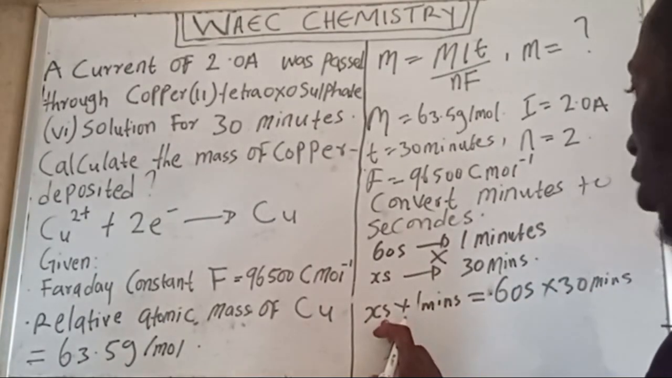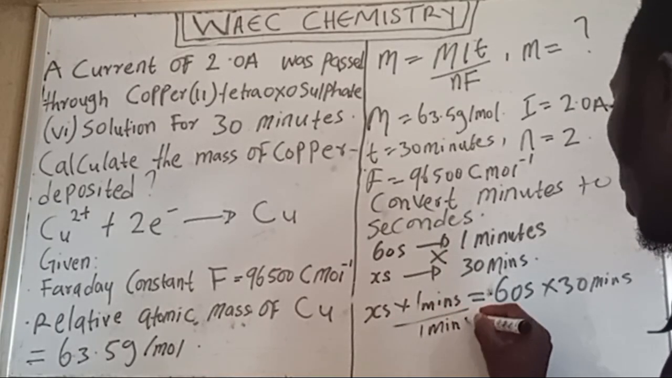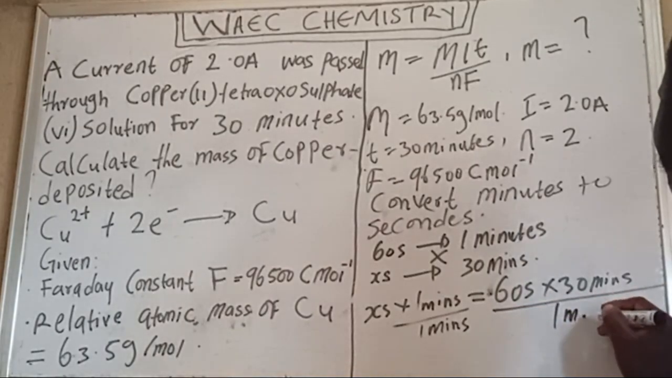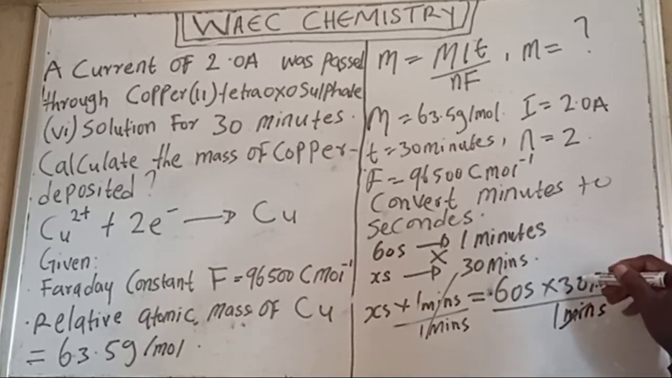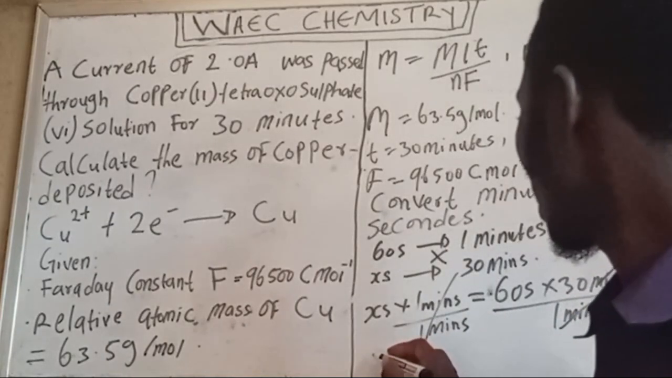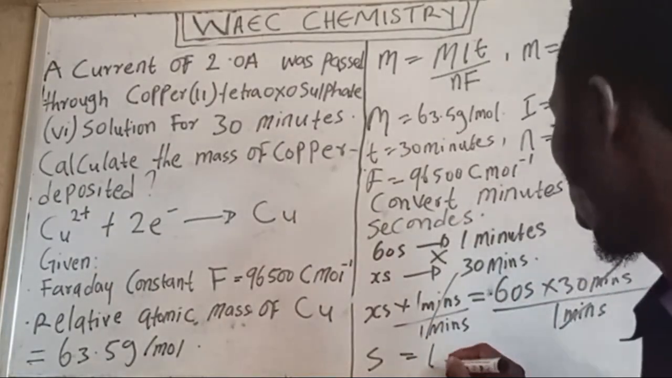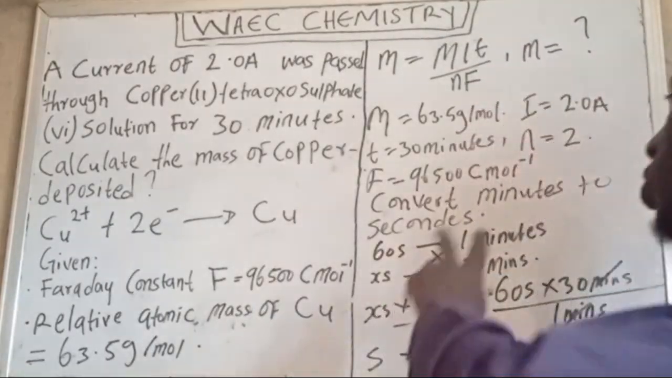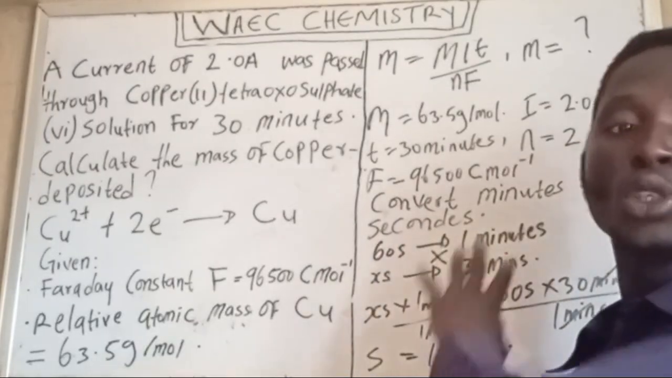You are looking for seconds now, so you divide both sides by 1 minute. Now you see that minutes will cancel minutes, because 30 divided by 1 will still give you 30. So your seconds is equal to 60 times 30. It will give you 1800 seconds. This is where mostly students get it wrong, because they don't convert their value to seconds.